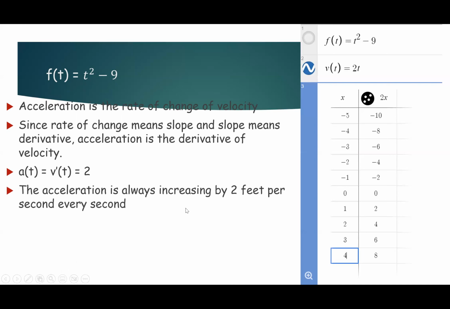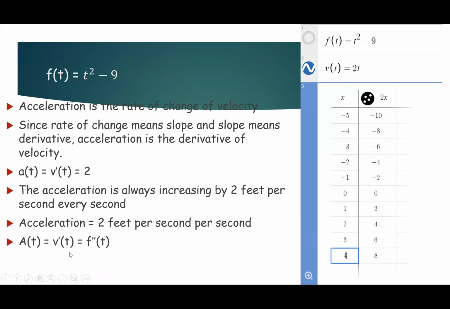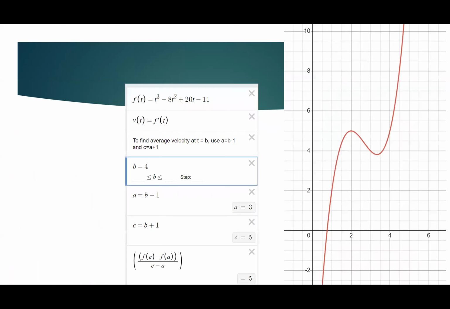So acceleration is always increasing by 2 feet per second every second. So we say it's equal to 2 feet per second per second. A of t equals v prime of t, which is the derivative of velocity, and that's the second derivative of position. So here's an instance where a second derivative has use.